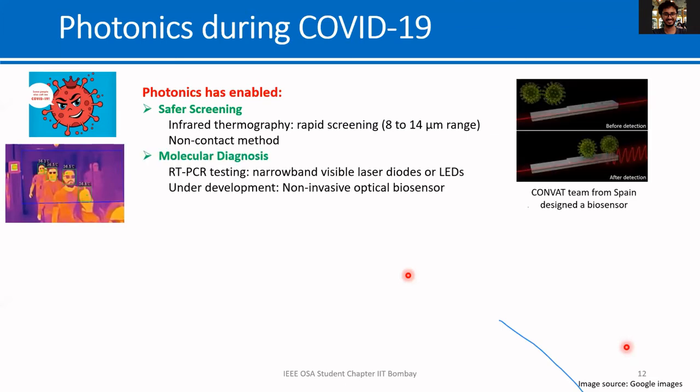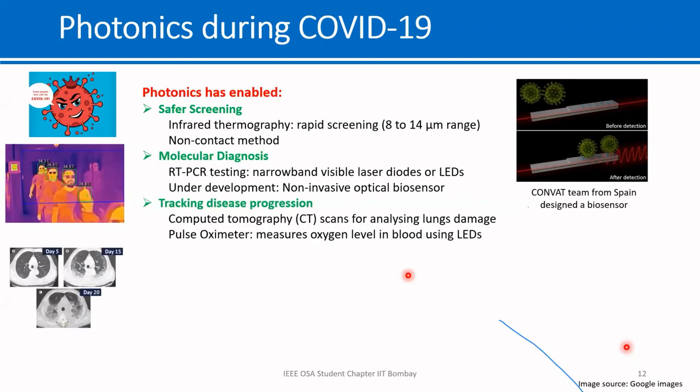In addition, the molecular diagnosis, which involves testing, is carried out using this real-time RT-PCR technique, which makes use of these narrowband visible laser diodes, and a lot of non-invasive biosensor technology is under development, which makes use of these photonic sensors. In addition to this, we know that the damage to the patient's lungs during coronavirus is monitored using CT scans, which also makes use of photonic technology.